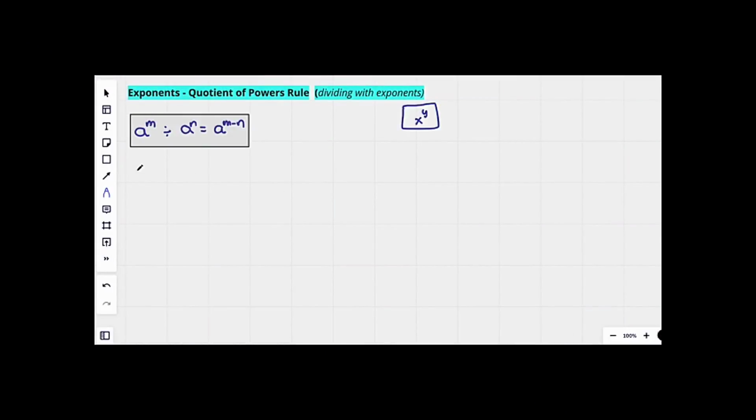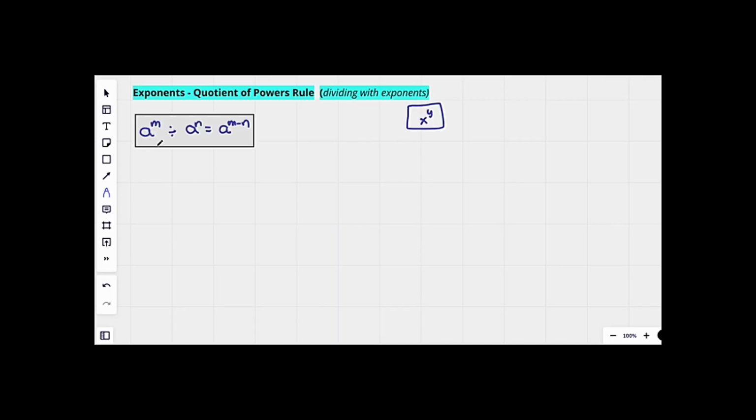The other exponent rule that we're going to be looking at today is the quotient of powers rule. In other words, what do we do when we're dividing numbers that have exponents? That's what we call the quotient of powers rule, which is what we're going to apply to it. So this is the rule, this is what we need to follow.